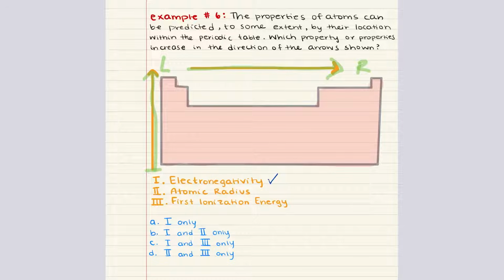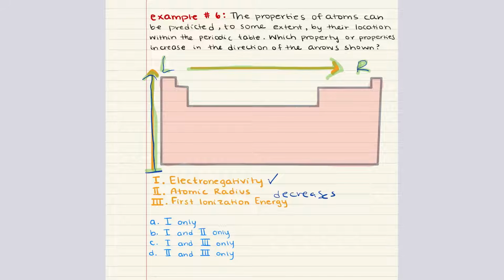Then we discussed atomic radius. This is the distance from the nucleus of an atom to the outermost electrons. The trend for atomic radius is that it decreases going from left to right. Atomic radius actually decreases, all right, so it doesn't follow this first trend. In addition, it also decreases going from bottom to top. So atomic radius does not follow the trend that is shown here. All right, we're looking for properties that increase in the direction of the arrows shown, and atomic radius does not.